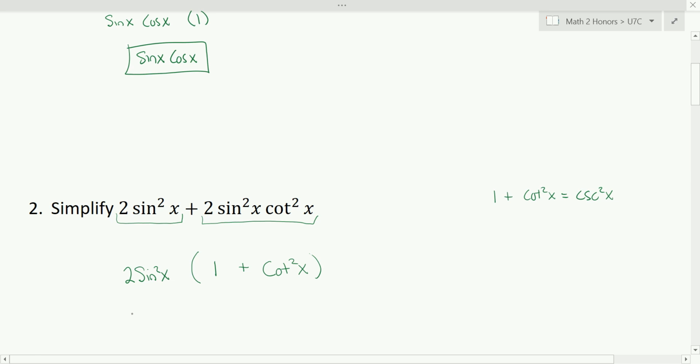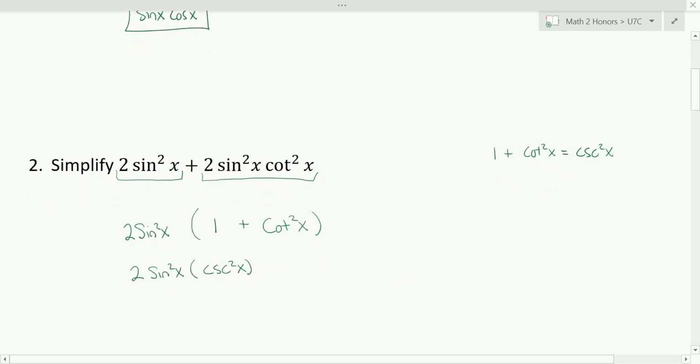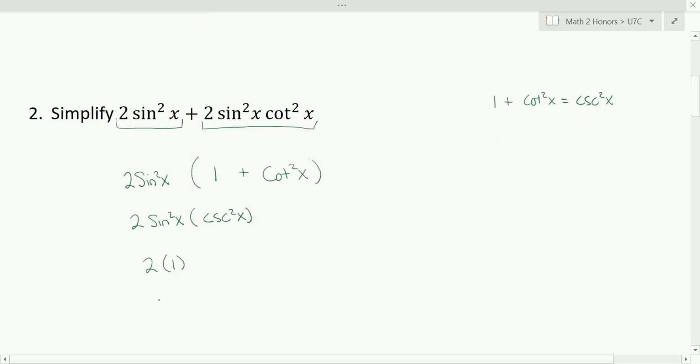So we're going to change this to 2 times the sine squared x times the cosecant squared x. And is there anything else we can do? Okay, well, we distribute when we have addition, so there's no more addition or subtraction, but multiply, right? And what is sine squared times cosecant squared? 1. They're reciprocals of each other. And so this is just going to be 2 times 1, which is 2. So it does simplify quite a bit.